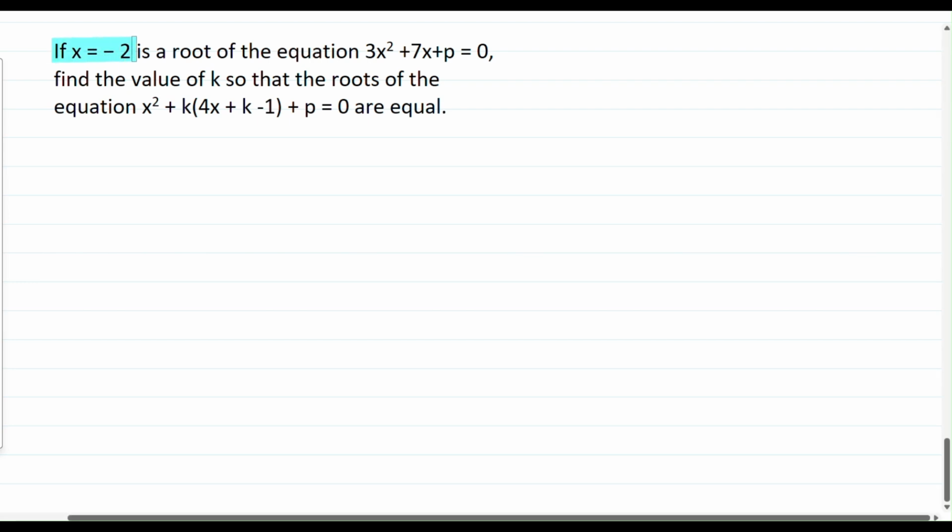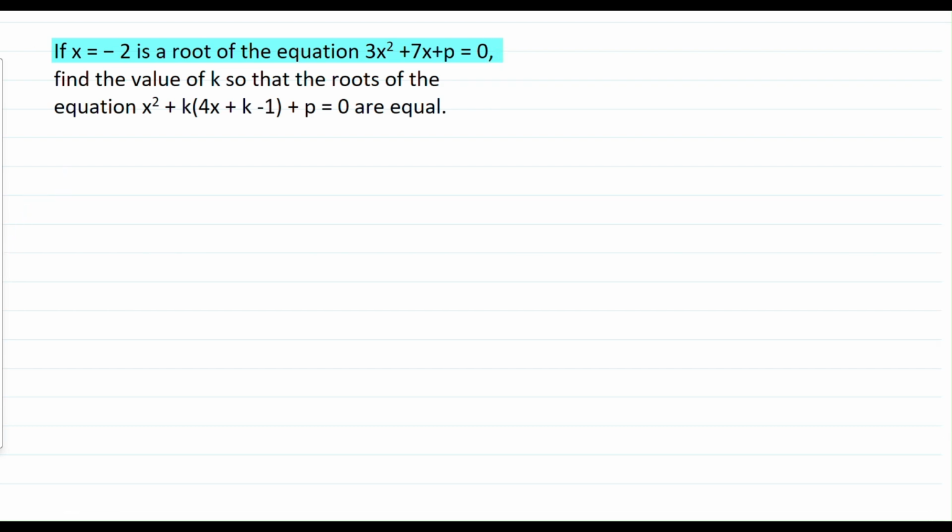In this question, it's given that x equals -2 is the root of this equation. That means we are given -2 as the root of this equation. Further, it says to find the value of k so that the roots of the quadratic equation are equal. That means the roots of this equation are equal.